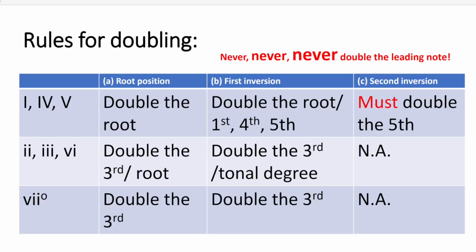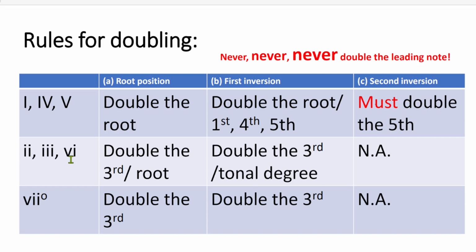Here are some rules for doubling, and it is very, very important when we do four-part writing. Look at the 1, 4, 5 chords, the primary chords. When it is in root position or first inversion, we will just double the root. The root are the first, fourth, and fifth of the scale degree, which are very important. When we come to second inversion, that means 1C, 4C, or 5C, there is a must. Must double the fifth. No other choice. Must double the fifth in the second inversion of 1, 4, 5 chords.